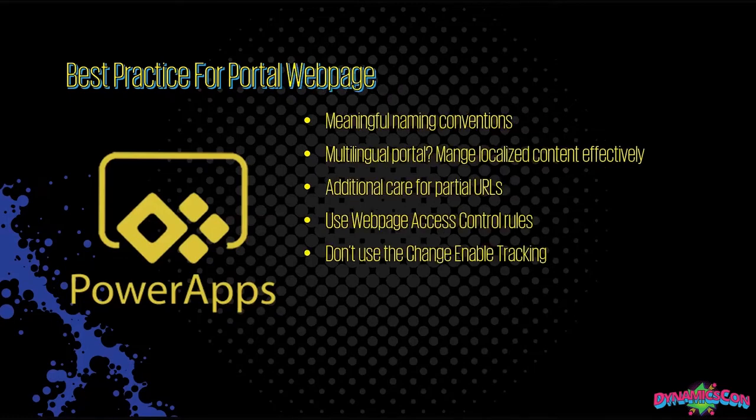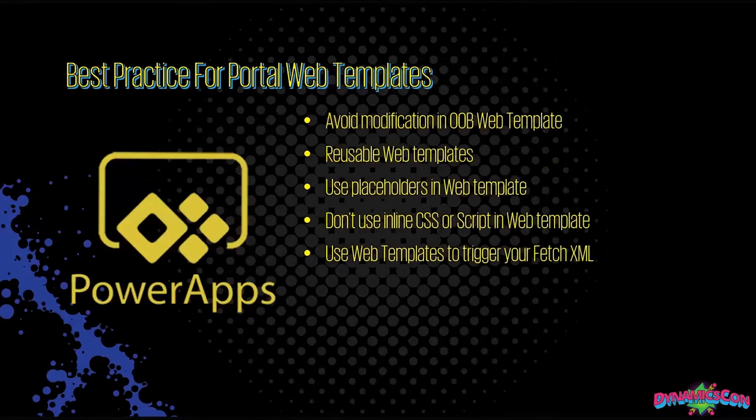Regarding the portal web pages, it's really important, as the complete life cycle starts from here. So the naming convention must be meaningful, manage localized content effectively, and do not use white space in the partial URLs. Always use the web page access control rule to manage your web page access security to avoid exposing it to the anonymous user. Do not use the change tracking enable option on the web page, as it has been deprecated and creates performance issues. The same is true for the portal web template.